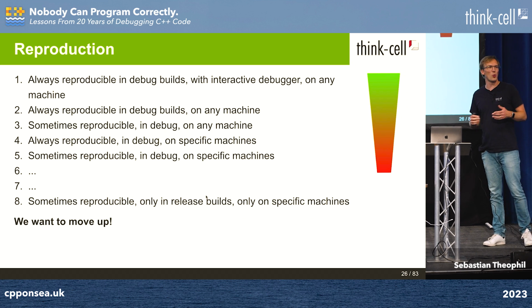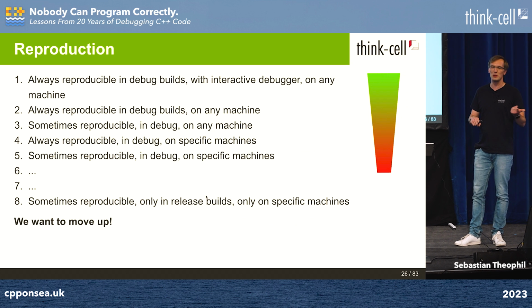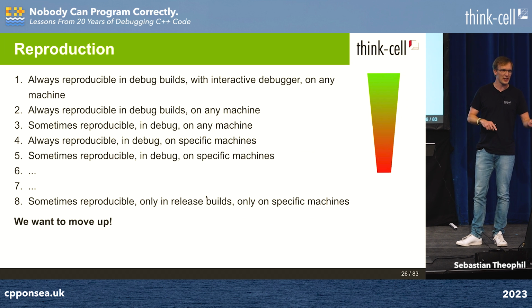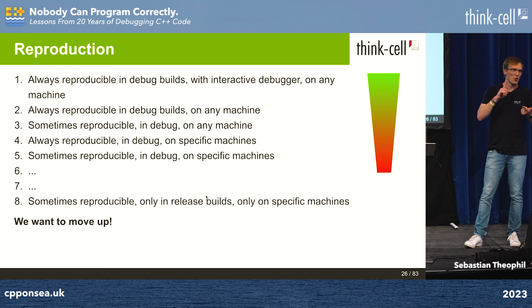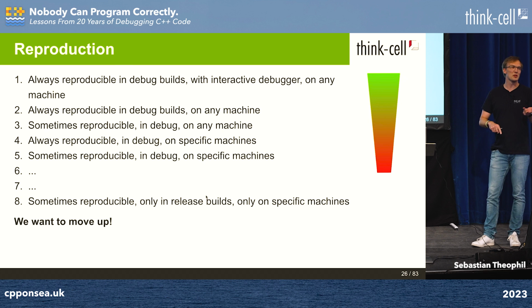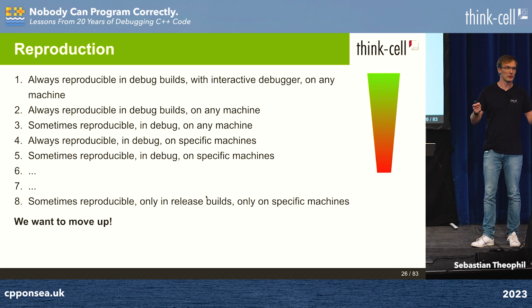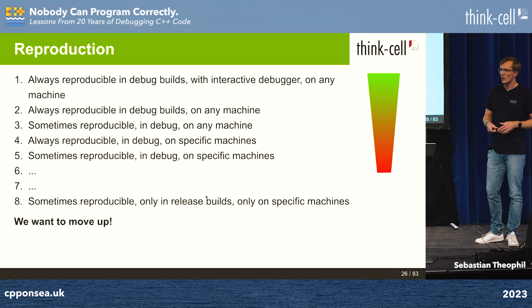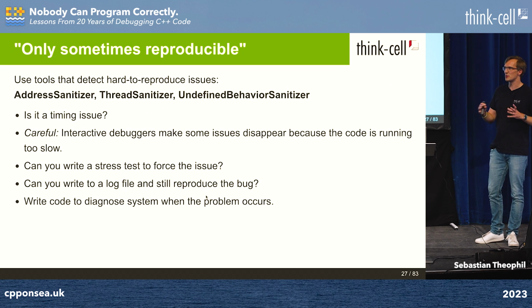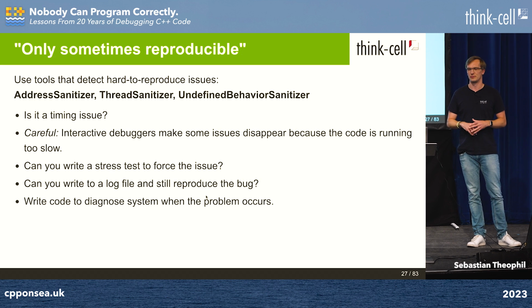So in the best case, the bug is always reproducible in debug builds on any machine with an interactive debugger attached. But we might not be so lucky. In the worst cases, maybe it's only sometimes reproducible on very specific machines with very specific compiler settings, and the bug disappears if you attach a debugger, for example. So as a first step, we want to make all our issues more reproducible. We want to make them appear more often. And there are a couple of techniques we can use to achieve that.